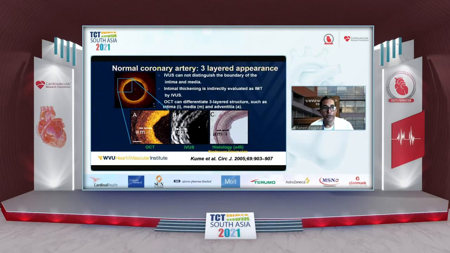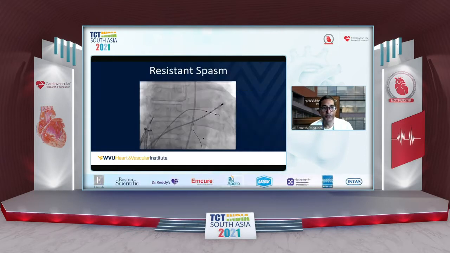So obviously, compared to histology and OCT, IVUS, because of grayscale, we always feel that maybe it's not as great. But now with the new high definition IVUS, as was shown by Gary, you can identify all 3 layers of intima, media, and adventitia even with intravascular ultrasound. So this patient had obviously resistant spasm, and there was no need for any stent in this patient.